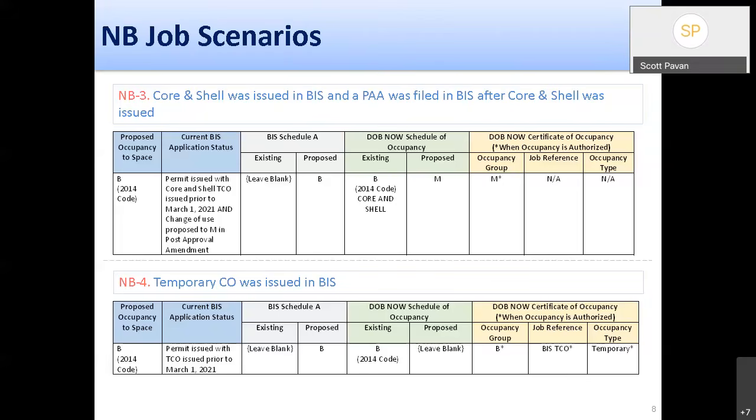The first one here is key. You see that PAA scope happening. So because there's PAA scope on something you already had a TCO on, existing and proposed, right? Let's go to the next slide, Colin.